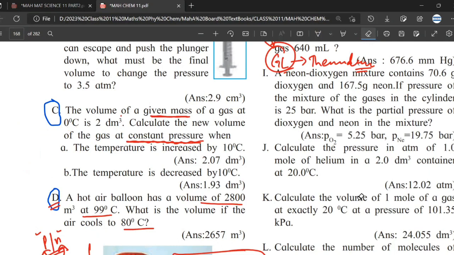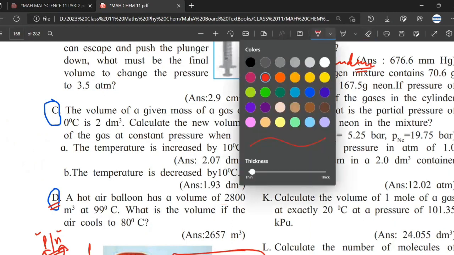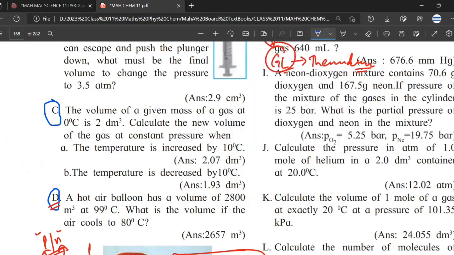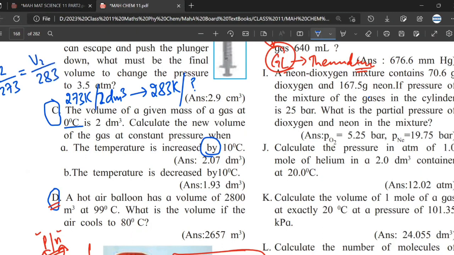The only thing we need to understand is the conversions, and some basic things: we can't be applying temperature in degrees Celsius. So 0 degrees Celsius would be 273 Kelvin, with 2 decimeter cube. This is state 1. Calculate the new volume if the temperature is increased by 10. When they say by, you should understand that 0 degrees Celsius becomes 0 plus 10 degrees Celsius. So 10 degrees Celsius would be 283 Kelvin, and they are asking us the new volume. So V1 upon T1 is equal to V2 upon T2. Are we clear? So this would be the A part.